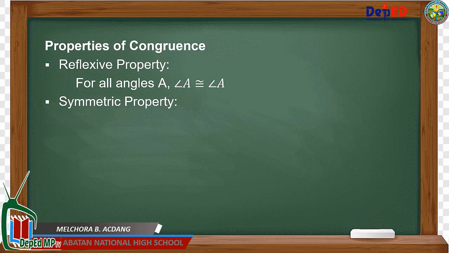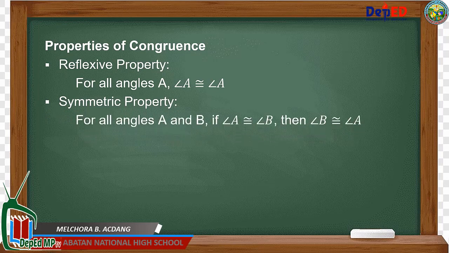The second property is symmetric property. For all angles A and B, if angle A is congruent to angle B, then angle B is congruent to angle A. The order of congruence does not matter.